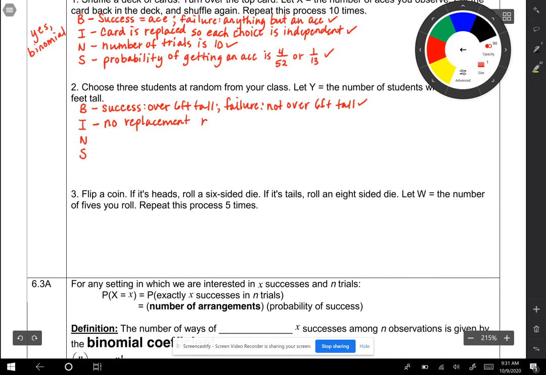Therefore, not independent. Because one of the conditions has not been met, it's not binomial. So no, it violates the independence condition.